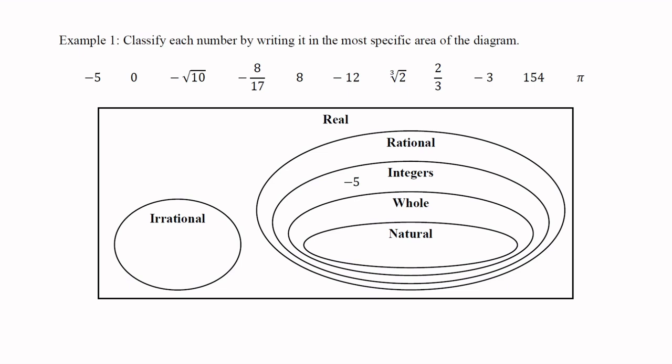Now going on to 0, we know that 0 is real. We know that it is a rational number. We know it's an integer. We also know it's a whole number, but it is not a natural number. So the most specific place we can place 0 is as a whole number.